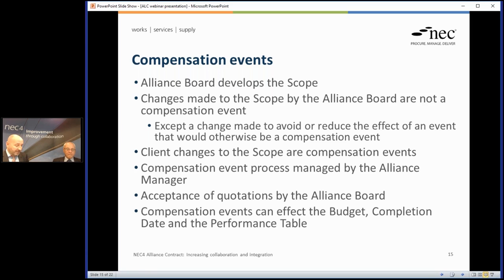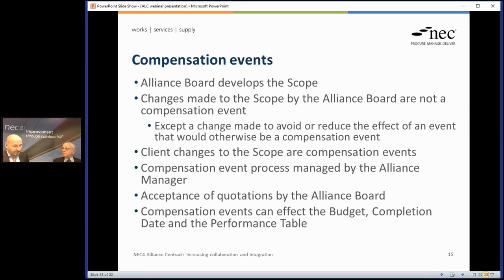There are a very limited number of grounds for compensation events, and if you have a compensation event, it can increase the budget, it can affect the performance table, so certain performance targets may be altered or reset, and also it can extend the contract period, it can change the completion date.